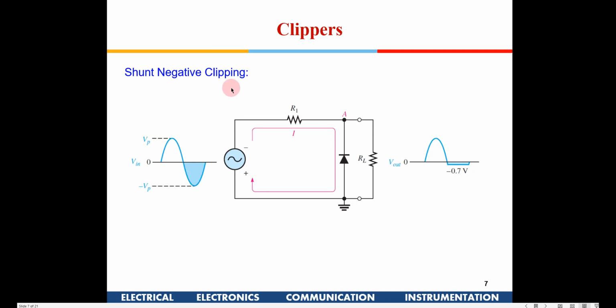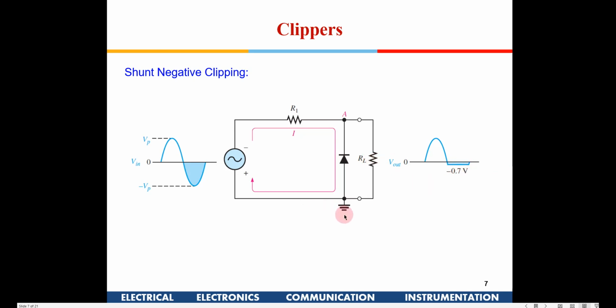Again, you could have a shunt negative clipping. Here again you have the diode connected in the opposite manner, where the cathode is connected to the top of the signal here. Now if you see, during the positive cycle, this diode will be reverse biased, and hence the entire voltage will be available. In the negative cycle, you will find this diode will be forward biased, and only 0.7 volt will be available across the diode, so minus 0.7.